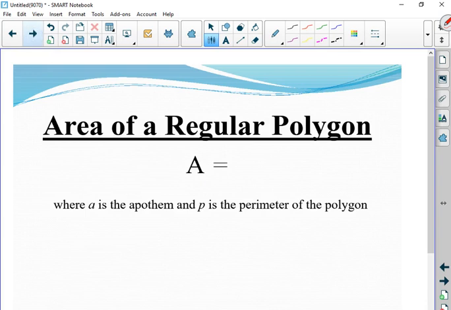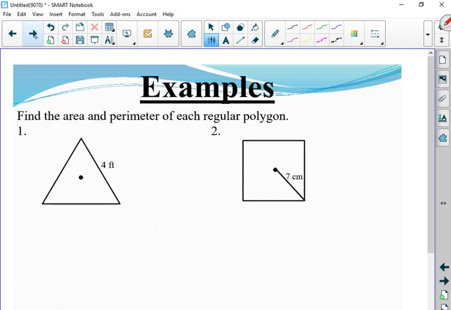So, we have a new formula. The area of a regular polygon is 1/2 times the apothem times the perimeter of the polygon. So, for example, we're going to find the area and perimeter of each of these shapes. Well, remember, if it is a regular polygon, each of the sides is 4. So right off the bat, we know the perimeter is 4 times 3, 12 feet. Or 4 plus 4 plus 4, 12 feet.